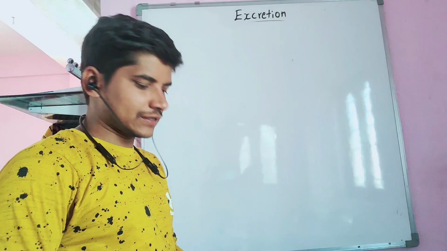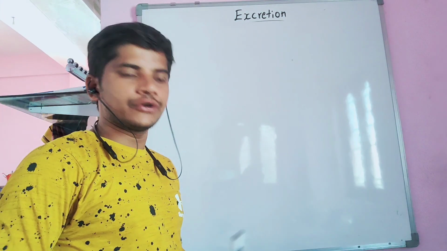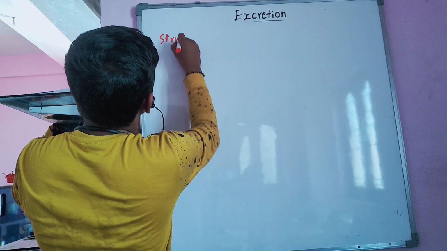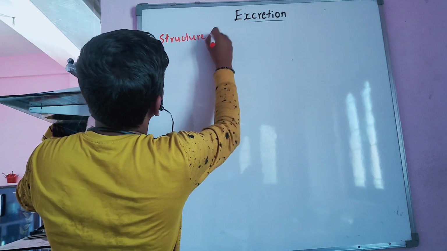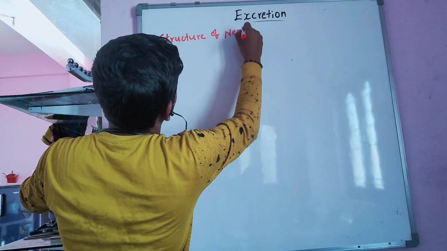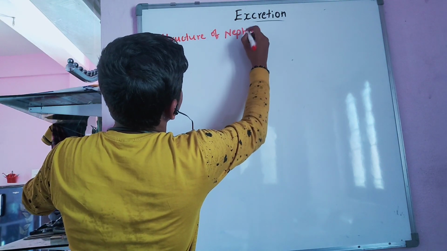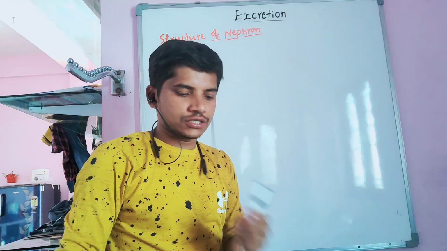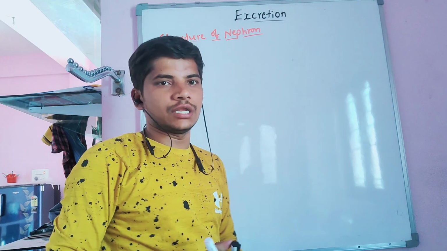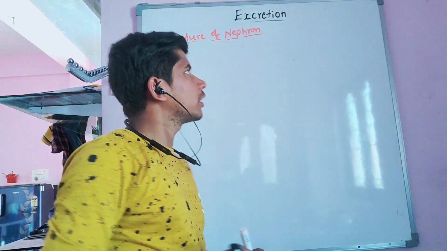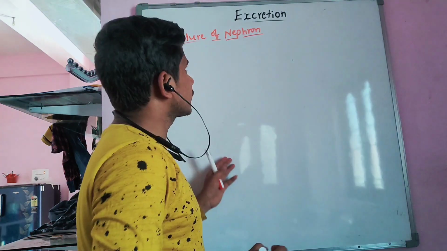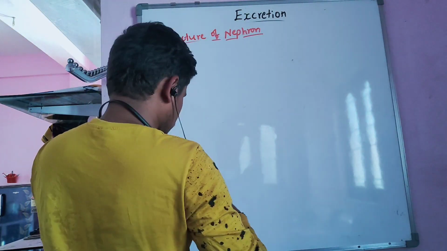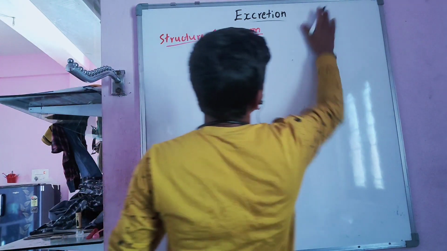Okay, now we will discuss the structural and functional unit of kidney, that is what? Nephron. So structure of nephron. Nephron is the structural and functional unit of kidneys. Structural and functional unit of life is what? Cell. Structural and functional unit of lungs is what? Alveolus. Like that, structural and functional unit of kidneys is what? Nephron.